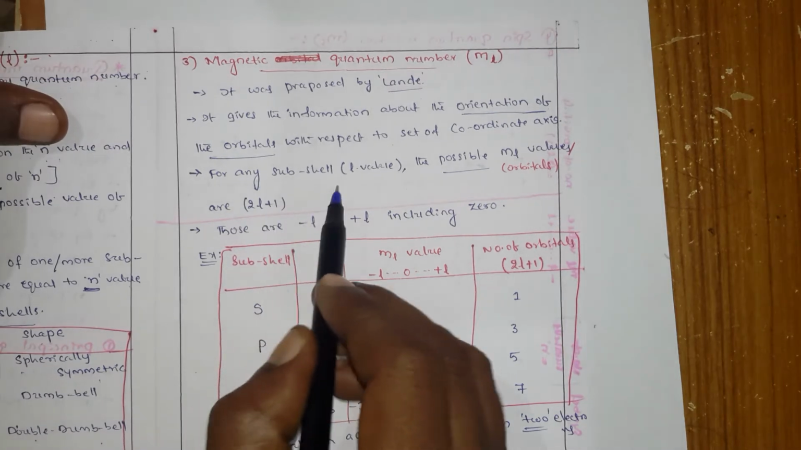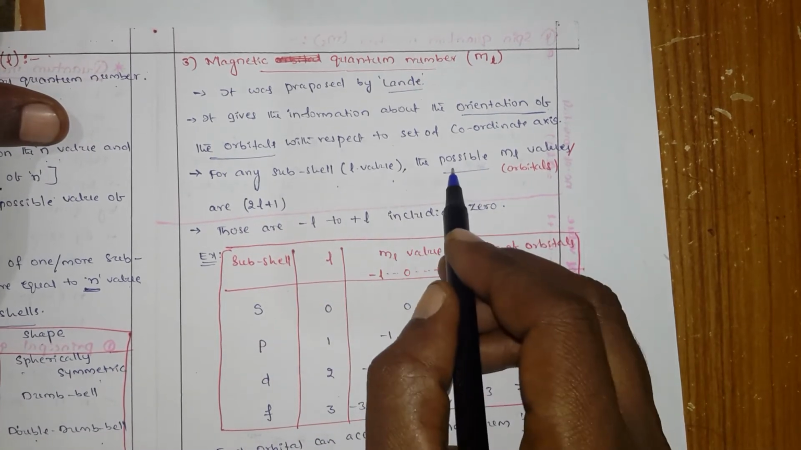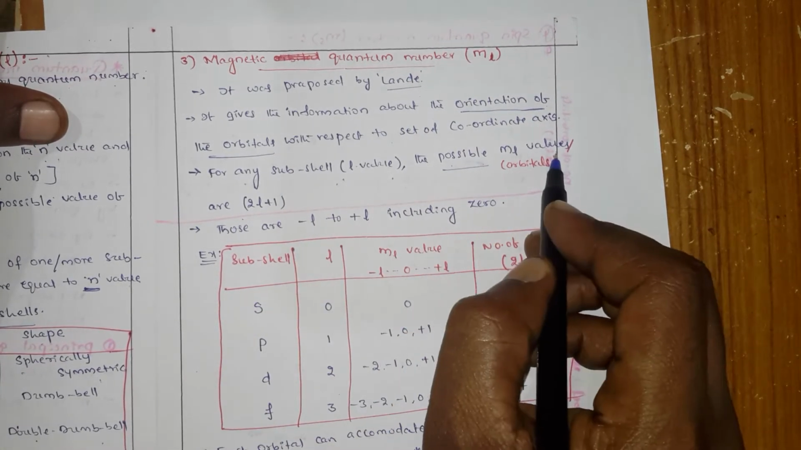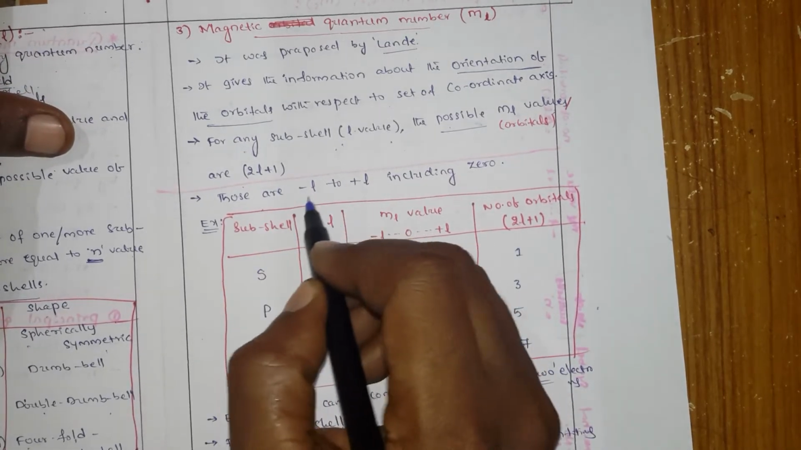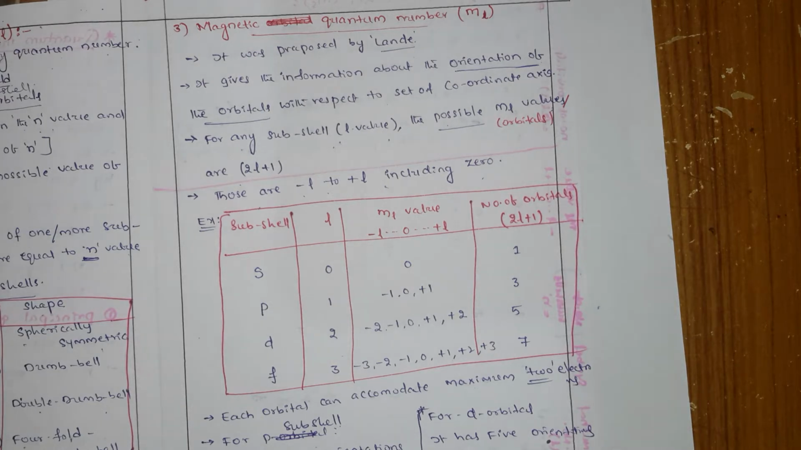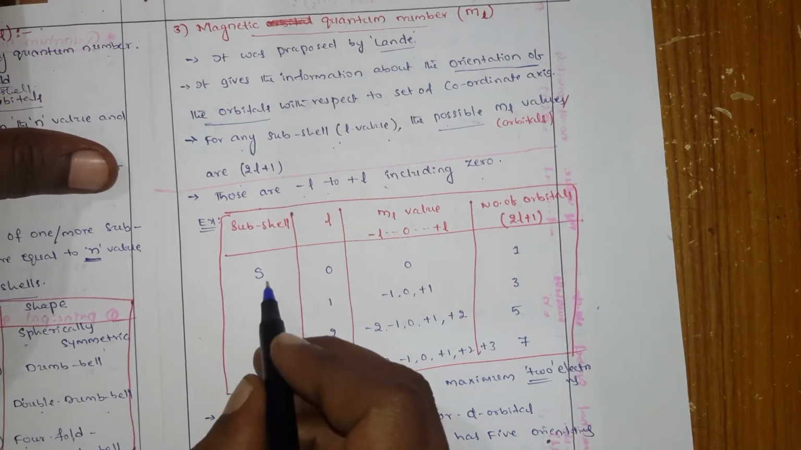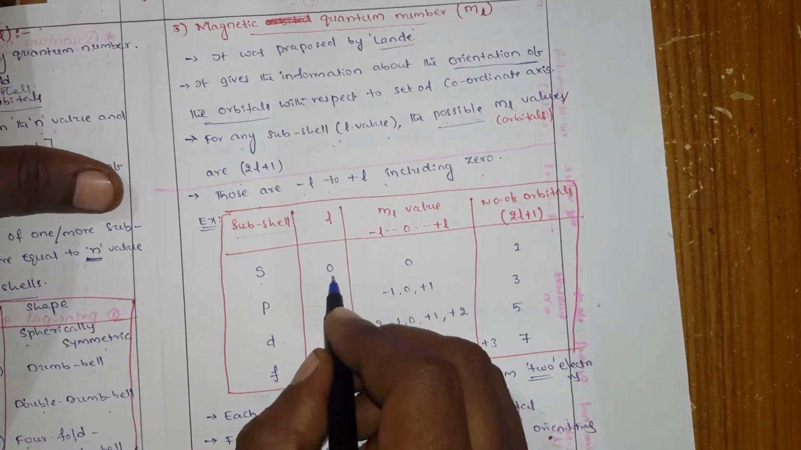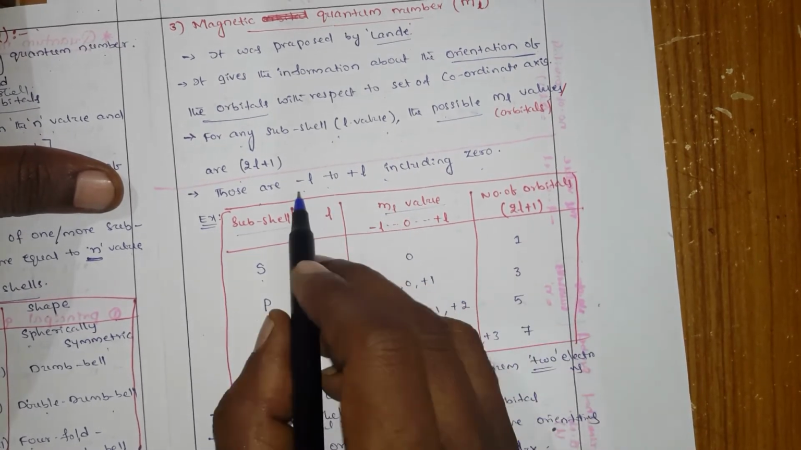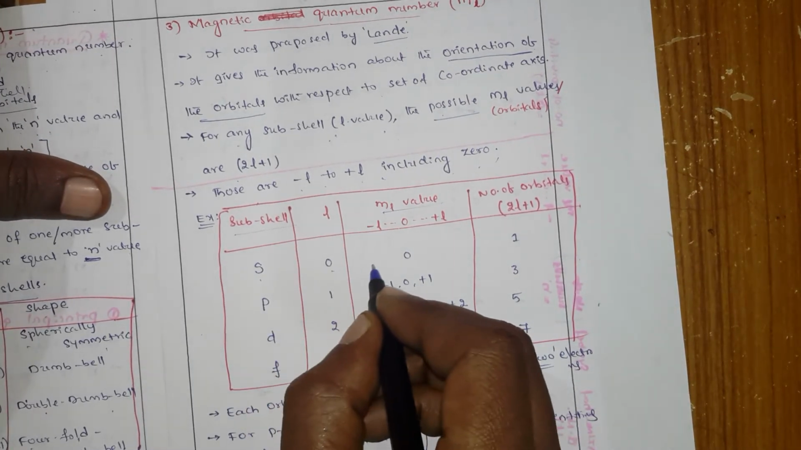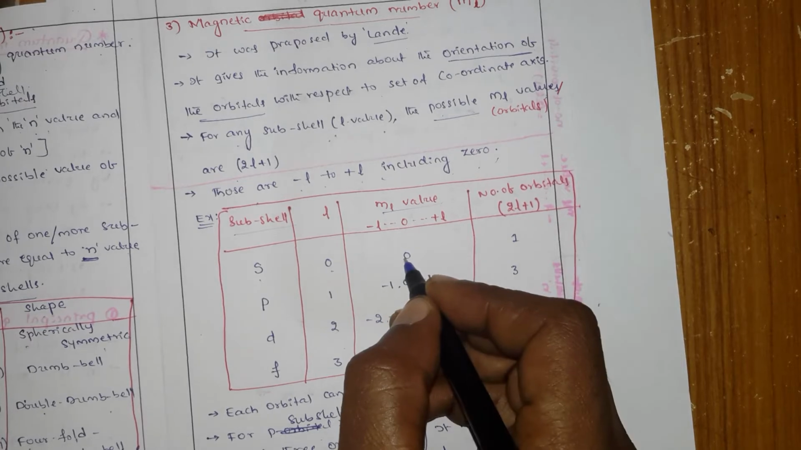Okay, so for any subshell, the L value, the possible ML values are minus L to plus L including 0. Minus L to plus L including 0. Look at this table, you will understand. For subshell s, what is the L value? It is 0. And what are the ML values? The ML values are minus L to plus L including 0. So minus L, it is already 0, so minus 0, 0, plus 0. So you can write only 0, right?